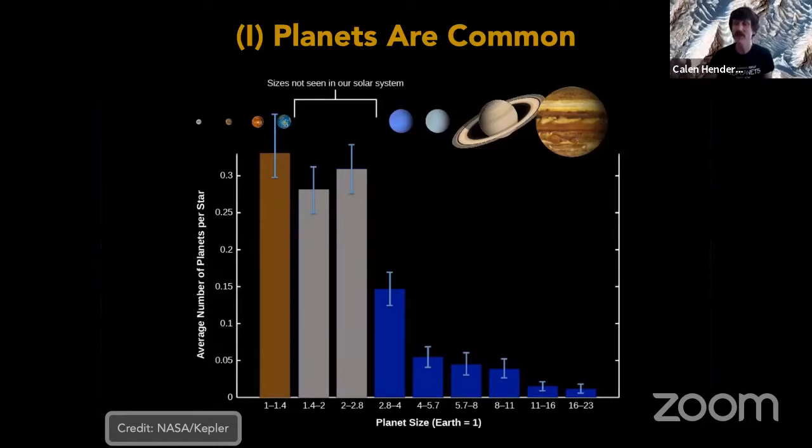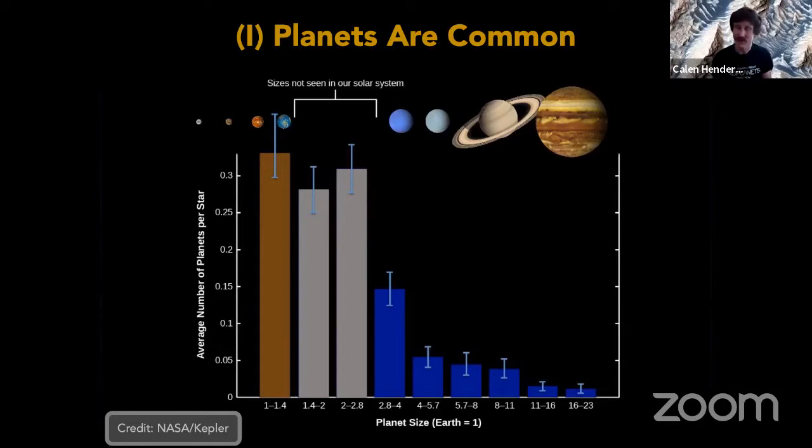And instead of a two-dimensional grid that we were looking at before, here we're just looking at it as a function of one parameter, the planet size. So this is the same as the radius. So 1 here means radius equal to the Earth. And so we can see that planets are extremely common. The average number of planets per star, just for that lowest bin with planets with 1 to 1.4 times the radius of the Earth, is over 30%.